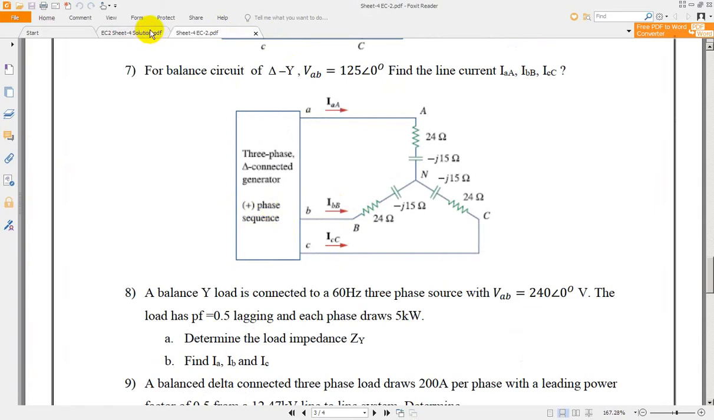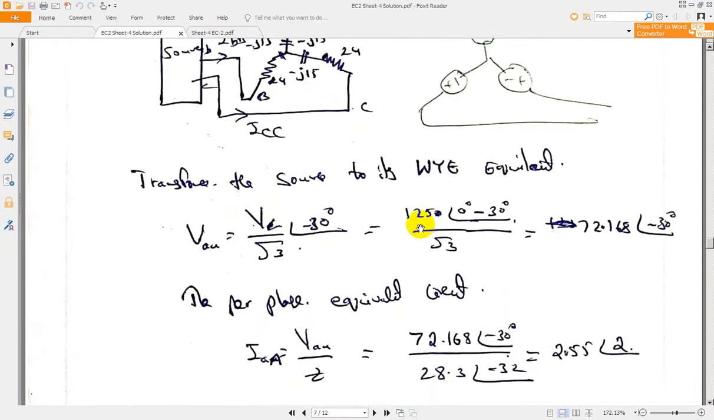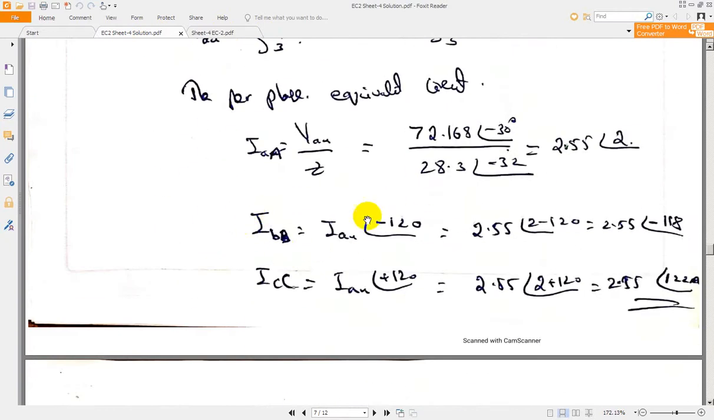Positive phase sequence means 0, minus 120 and plus 120. So here for IB, you will take IAN and subtract 120. For IC, IAN plus 120. If it is a negative phase sequence, IB is equal to IAN plus 120 and IC is equal to IAN minus 120. As it is a positive phase sequence, 0, minus 120 and plus 120 should be the sequence value.